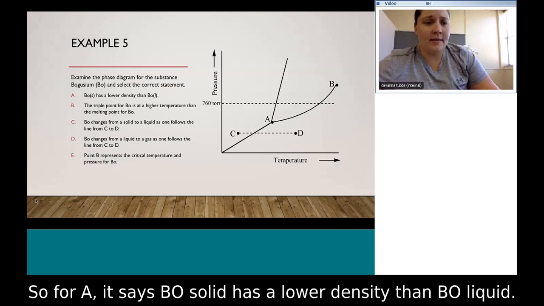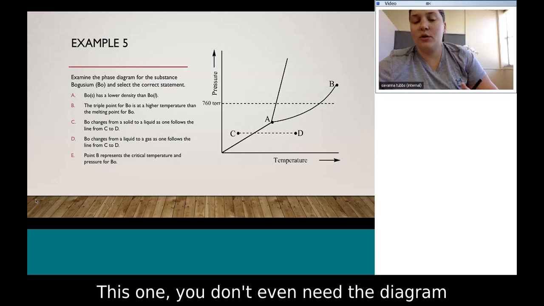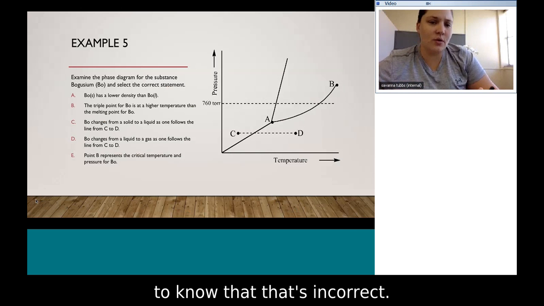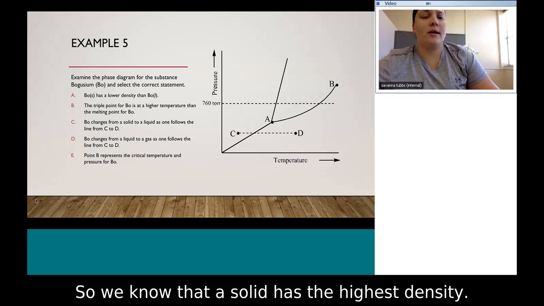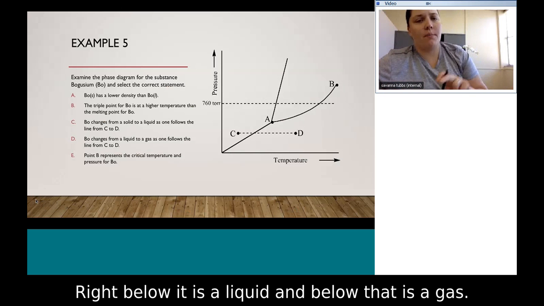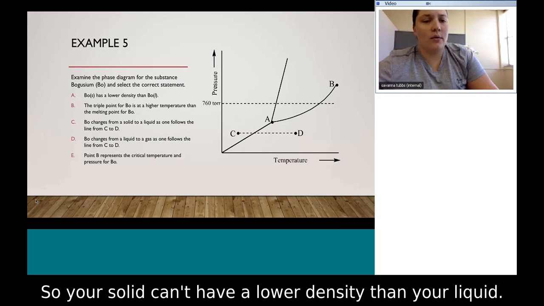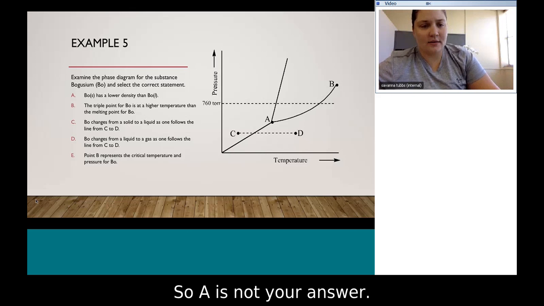So for A, it says BO solid has a lower density than BO liquid. This one, you don't even need the diagram to know that that's incorrect. We know that a solid has the highest density, right below it is a liquid, and below that is a gas. So your solid can't have a lower density than your liquid. So A is not your answer.